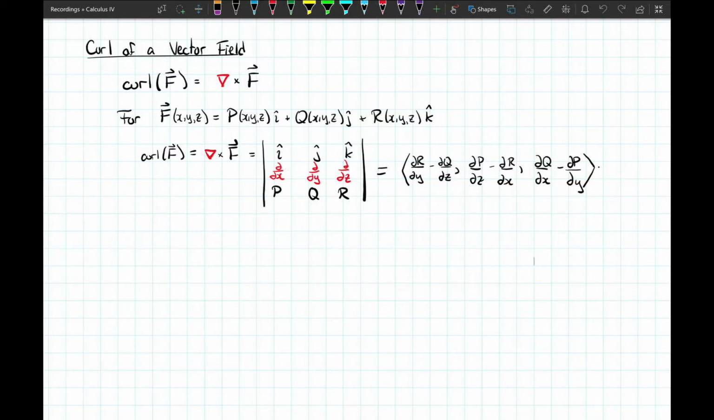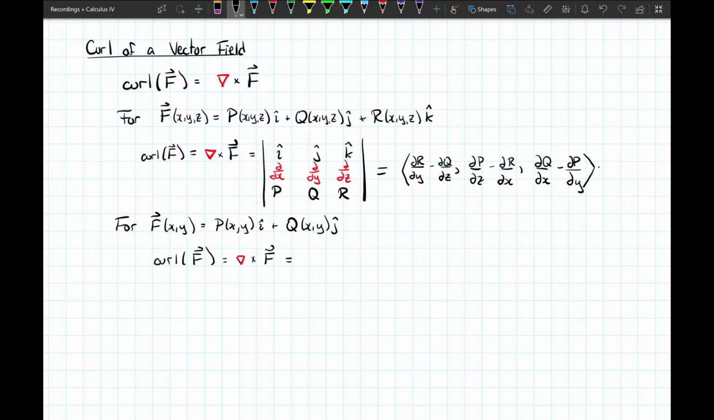It is a little bit tough to maybe interpret curl immediately in 3 dimensions, so let's start off with 2 dimensions. If we have a vector field in 2 dimensions, let's say we have just pi plus qj, well, we can still calculate curl by picturing this as a vector field in 3 dimensions with our r component equal to 0. Now, since r is equal to 0, and the partial derivatives of p and q with respect to z would also be 0, that leaves us with 0, 0 for our first 2 components of curl.